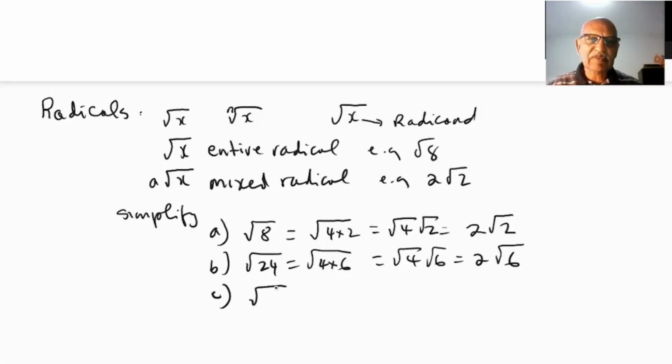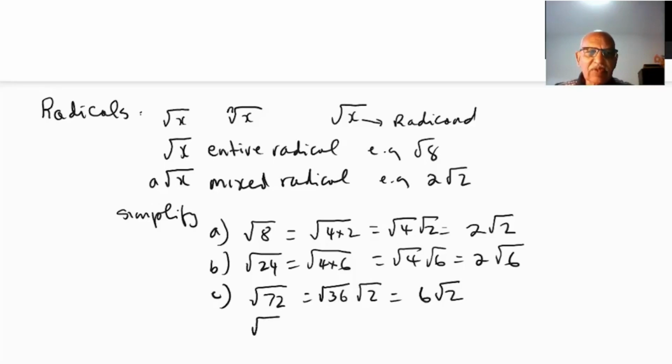If I have square root of 72, I look for the highest possible perfect square. Highest possible would be square root of 36 times square root of 2. 36 times 2 is 72. So this will be 6 times root 2. This is if you get right away the highest possible perfect square.